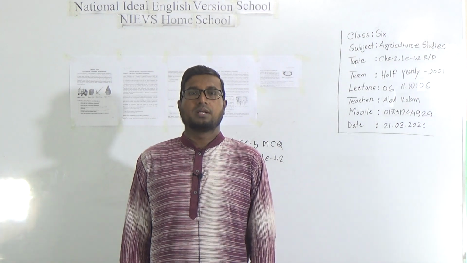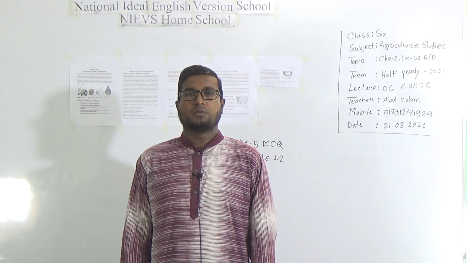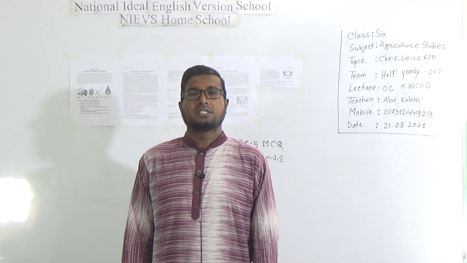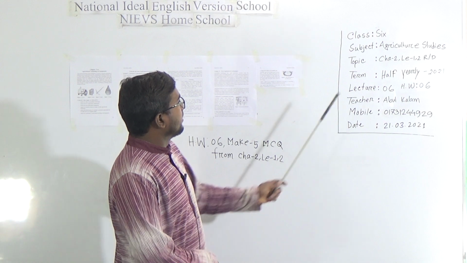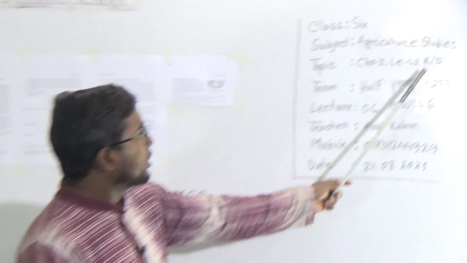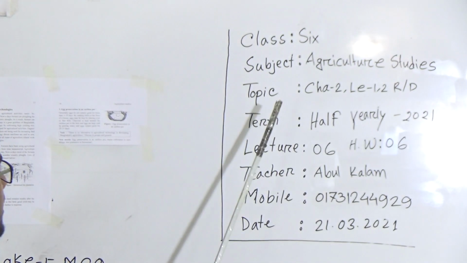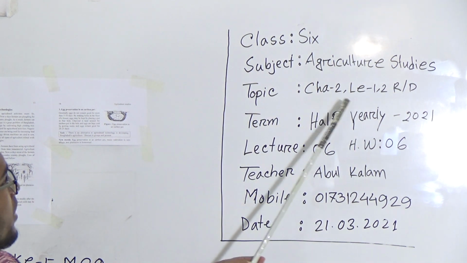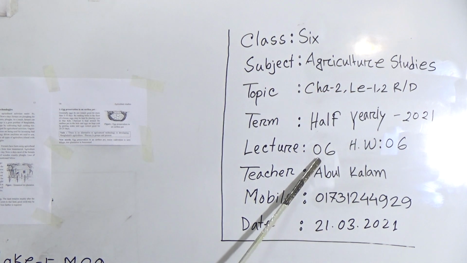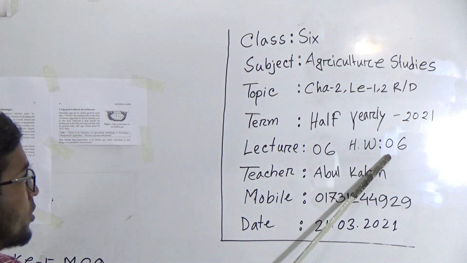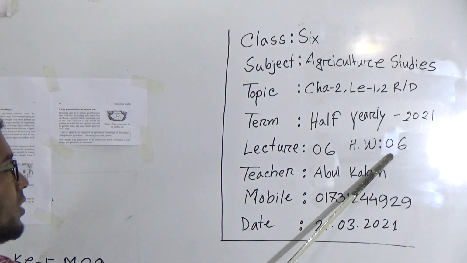Today I am going to conduct an agriculture studies class for the students of class 6. Let's see our today's topic. It is chapter 2, lesson 1 and 2 reading. I am telling again, our today's topic is chapter 2, lesson 1 and 2 reading. Dear learners, look here, this is our lecture number 6 and homework number 6 also on our half yearly 2021 syllabus.